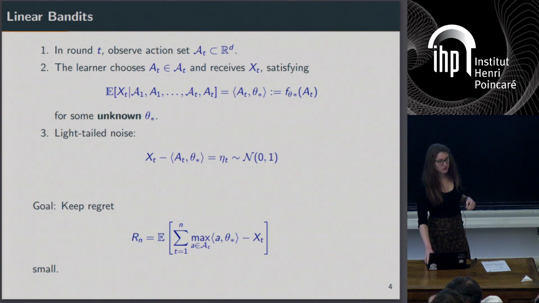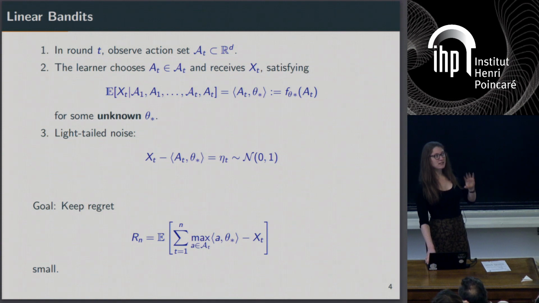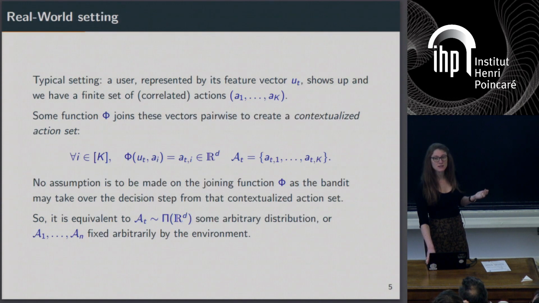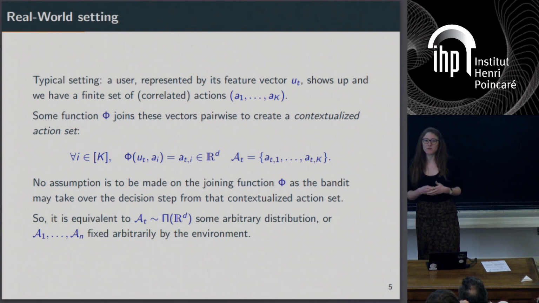So how are we going to do that? First, I want to just comment quickly on this setting. I assume that the action set at each round is some subset of R^d. What does it mean? It's something very arbitrary. It's fixed in hindsight, or it's selected by some, I don't know, adversary maybe.